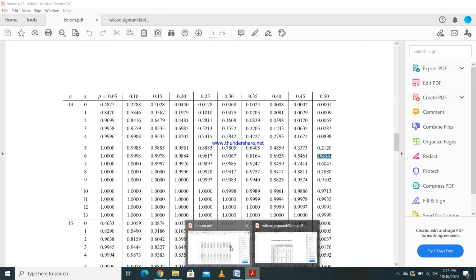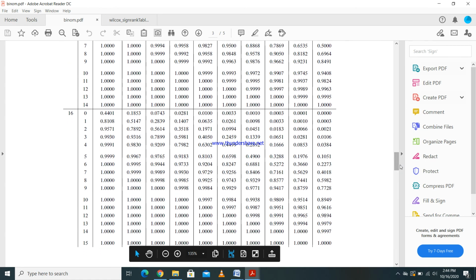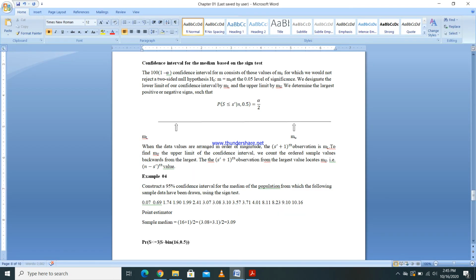So let's have a look at the binomial table. The sample size is 16 here and the observed value is 3. So here you have 0.0106. Right? So that is, you can write down this one, 0.0106.